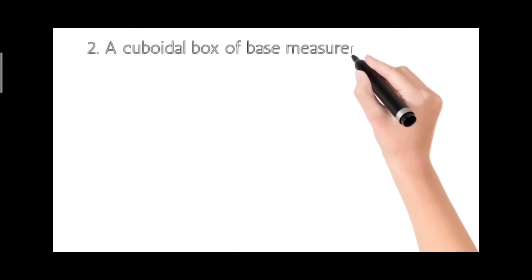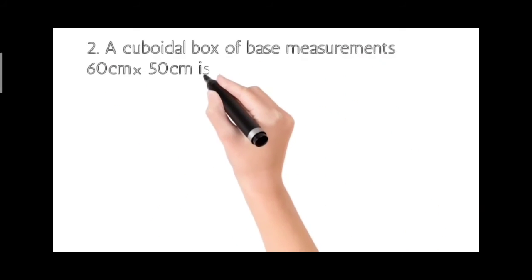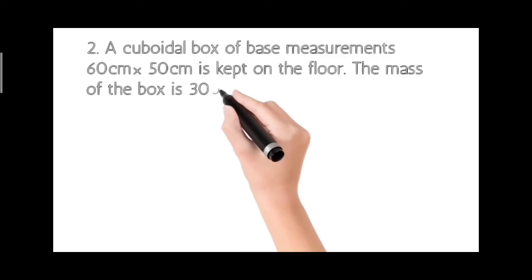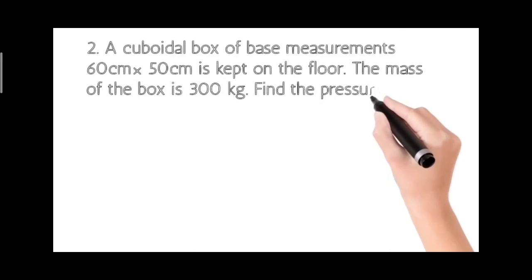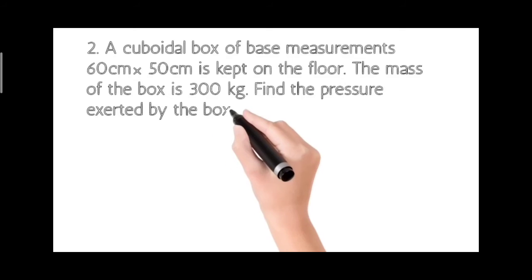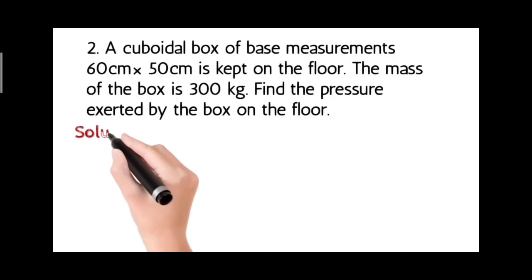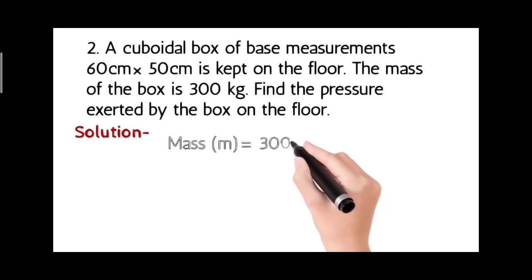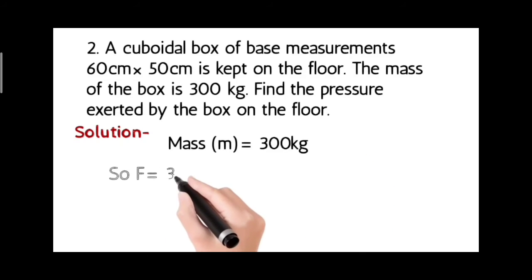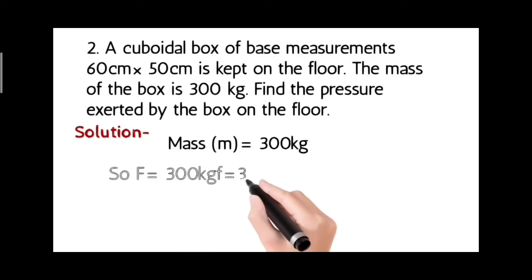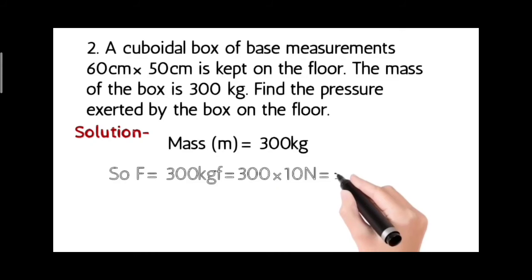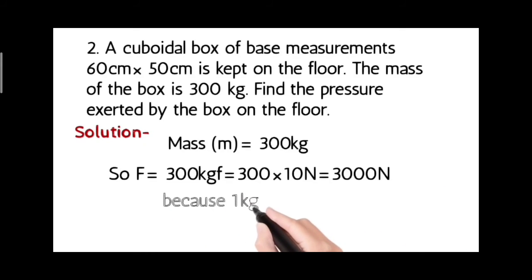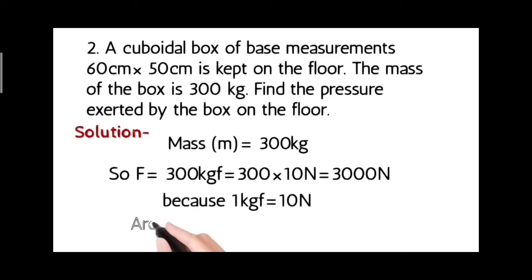Second, a cuboidal box of base measurement 60 cm into 50 cm is kept on the floor. The mass of the box is 300 kg. Find the pressure exerted by the box on the floor. Mass is 300 kg. So F is equal to 300 kgf is equal to 300 into 10, that is 3000 Newton, because 1 kgf is equal to 10 Newton.